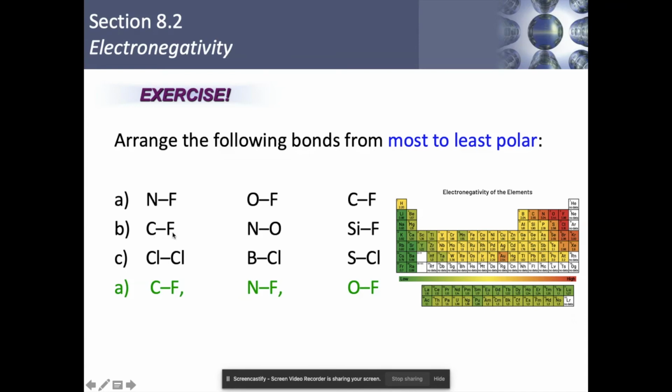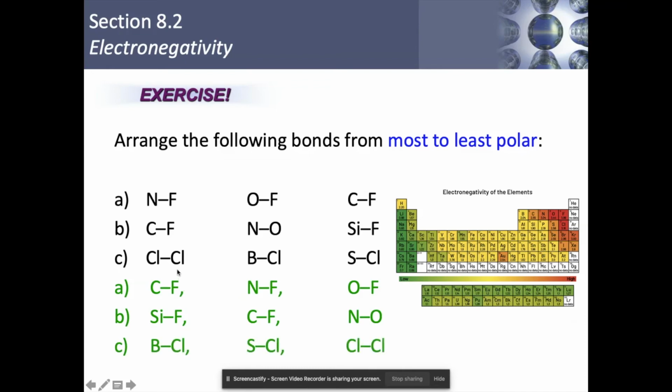What about this? Carbon and fluorine, nitrogen and oxygen, silicon and fluorine. So again, I have carbon and fluorine, I have nitrogen and oxygen, and then I have silicon and fluorine. So again, if you're just looking at even the colors on the chart, the first one, which has the biggest difference, would be silicon and fluorine, then carbon and fluorine, and then nitrogen and oxygen are right next to each other. So they're going to have the least polar bond possible.